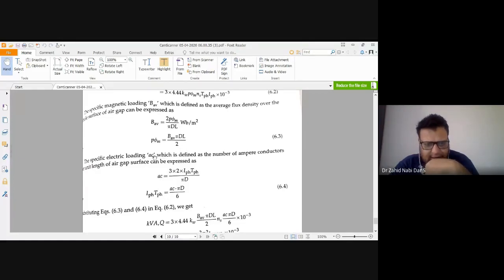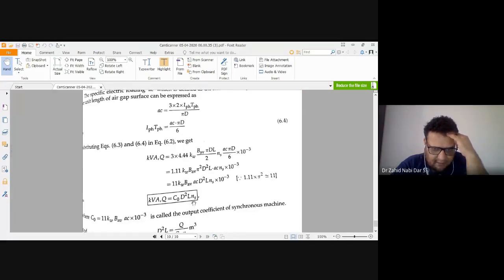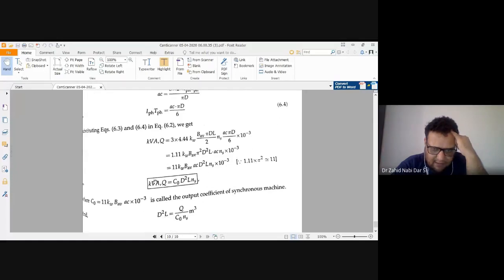You have the specific electrical loading, which is defined as the number of ampere conductors per unit of air gap surface, can be expressed as this, and we substitute these equations back and we arrive at this. See, basically I told you earlier also, 1.11 into pi square, it can be approximated to 11. If you multiply 1.11 into pi square, you will get around 10.96, or some books approximate it to 11, and they write Q is equal to C naught D square L NS. So C naught value you have again 11 kw B average AC into 10 power minus 3.